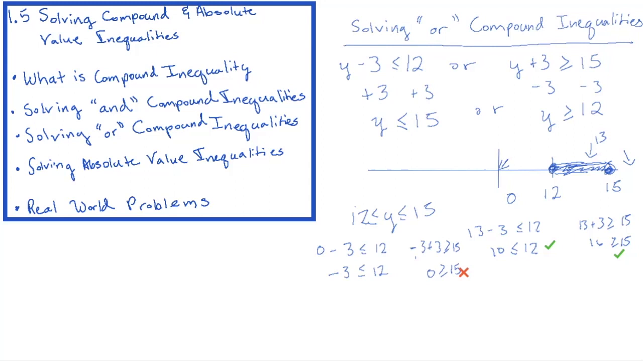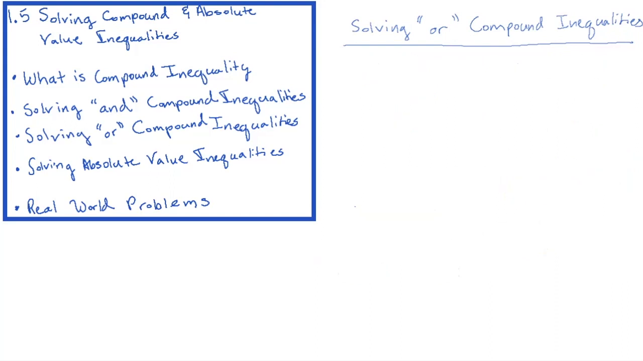Y has to be between 12 and 15. Okay, let's do one more OR problem. And I know it may seem confusing, but the biggest thing is this: just remember what everything means. Take your time, make sure that things make sense, and most importantly, check your answers.